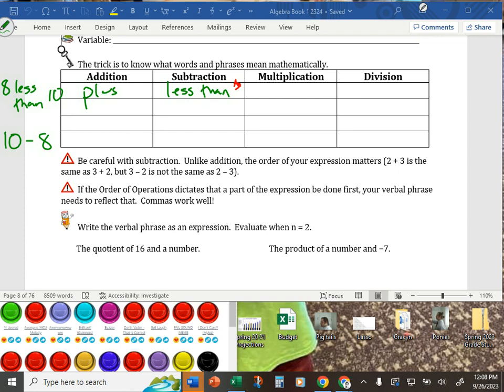More than for addition. Good. Sum. That is the answer to an addition expression. Let's just cover all these here. What's the subtraction equivalent to sum? What means the answer to a subtraction expression? Difference.